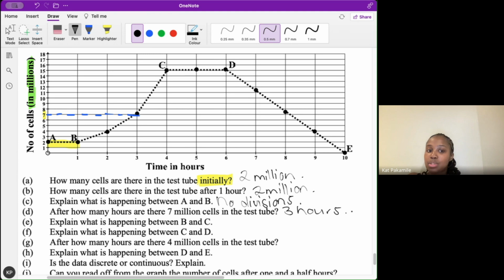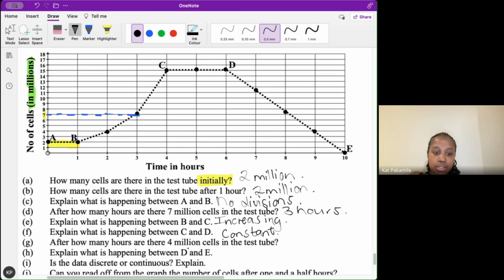Explain what's happening between B and C, but I want you guys to explain it in terms of graphs. There we go. It is an increasing graph. So it is increasing. And in terms of graphs, tell me between C and D, what is it? It was an increasing graph. Now it is a constant.